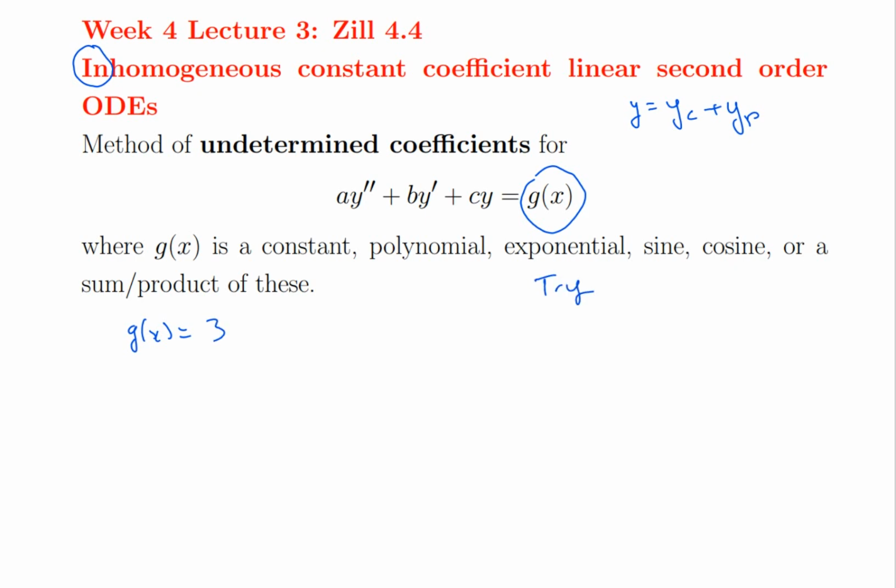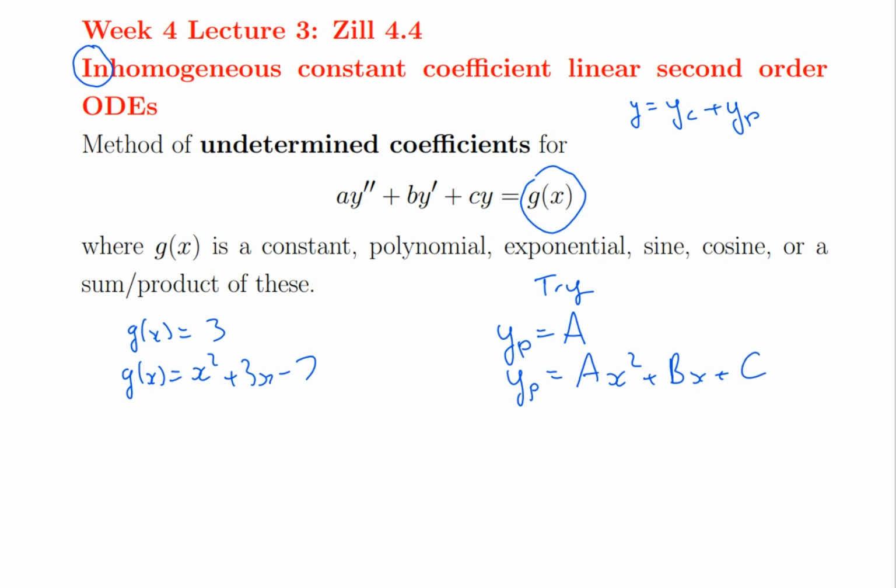So if g of x is a constant, what would you try for the particular solution? You'd try some constant. Try an arbitrary constant, substitute it into the equation and find the constant. If g of x is quadratic, then you guess that the particular solution will be some quadratic. We don't know which one yet, just some quadratic with coefficients a, b, and c to be determined.